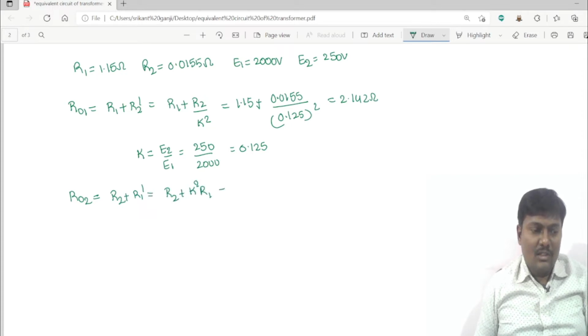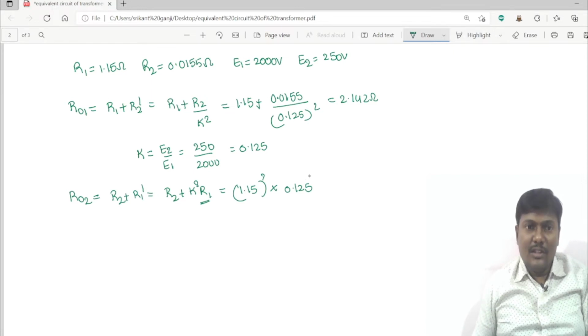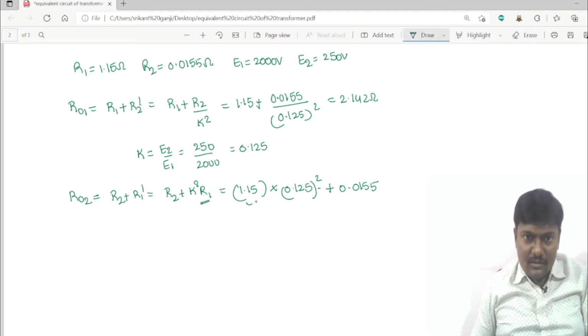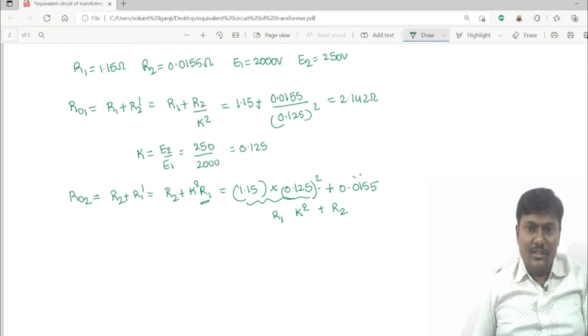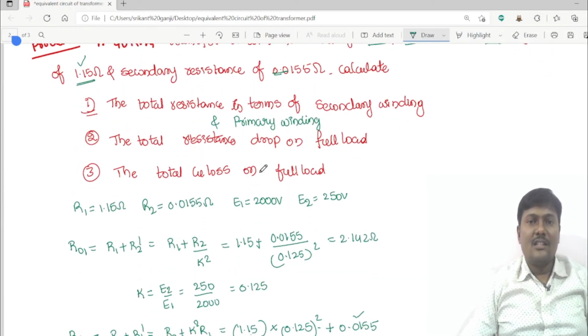The total resistance when referred to secondary, R02, is equal to R2 plus R1 dash, that is R2 plus K square times R1. So R1 is 1.15 into K square, K square is 0.125 whole square, plus R2, which is 0.0155. Students, don't get confused here. This is K square R1 plus this one is R2. So 0.0155 plus 1.15 into 0.125 whole square, then I will get 0.03346 ohms.